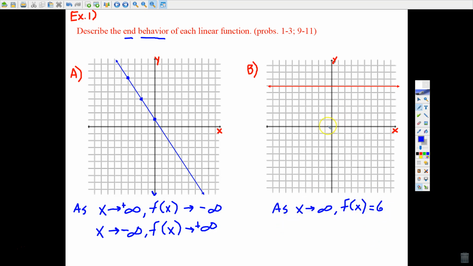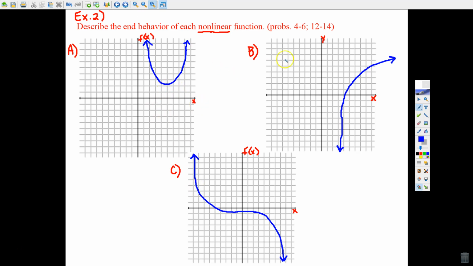And that's also true for lesser values, or as x approaches negative infinity. Still the same thing. This is a constant function. The y values, or the function value, will never change. It will still remain 6. So that would be my answer for letter B. Okay, now let's take a look at some nonlinear functions. Well, the idea is really the same. We want to know what happens as we increase values for x and as we decrease. What happens on the ends, the right end and the left end of this particular function.